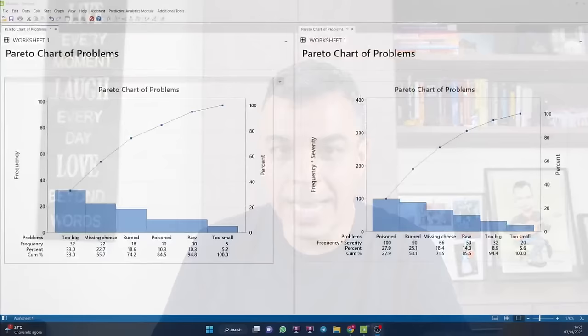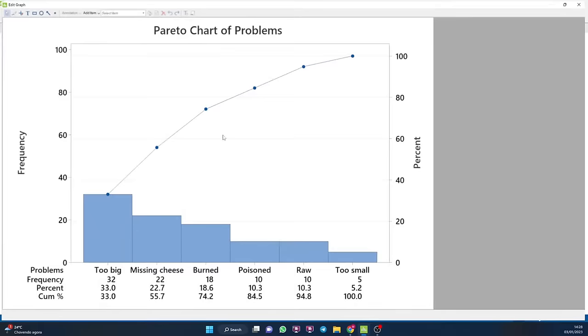So I should direct my energy to which problem? Should I focus on cheese breads that are too big? Should I focus on cheese breads that are missing cheese? Burned cheese breads? Poisoned cheese breads? Uncooked cheese bread? Where should I focus? If I consider only frequency and I have capacity to solve only one problem, I would pick this one, the too big.